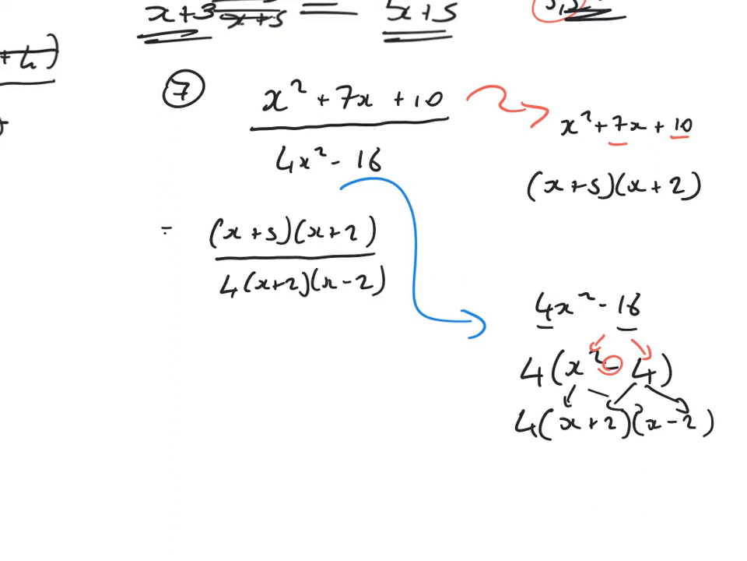Okay, so up top, (x plus 5)(x plus 2) over, down bottom, 4(x plus 2)(x minus 2). Okay, look for a cancellation. I can cancel that x plus 2 with that x plus 2. That'll give me x plus 5 over 4(x minus 2). Final move, expand that out. x plus 5 over 4x minus 8.